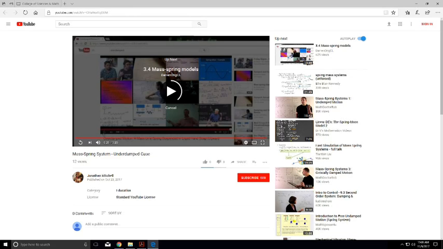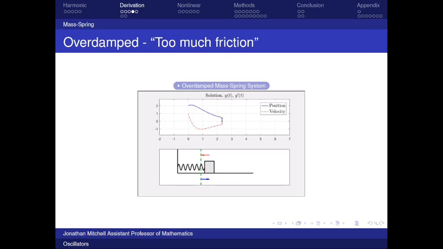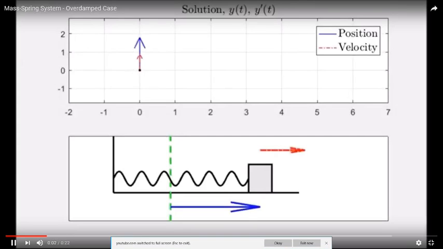But that's not the only case. There's also what we call an overdamped system, in which there is way too much friction. So imagine putting a mass spring system on maybe a surface like rubber or sandpaper. Okay, it's not going to oscillate a lot. And in this scenario, you see something like this.